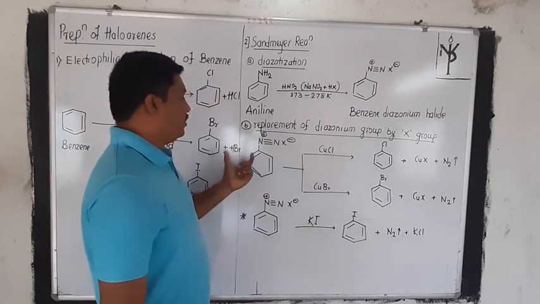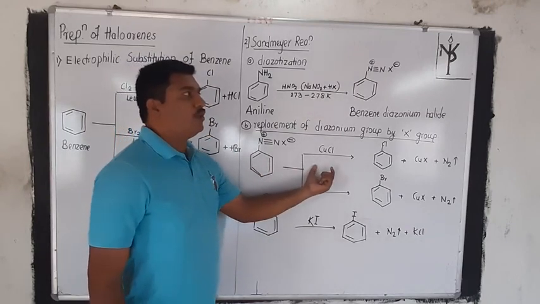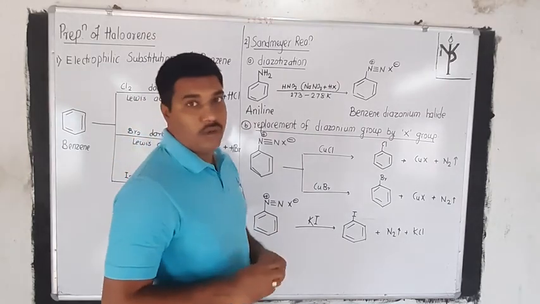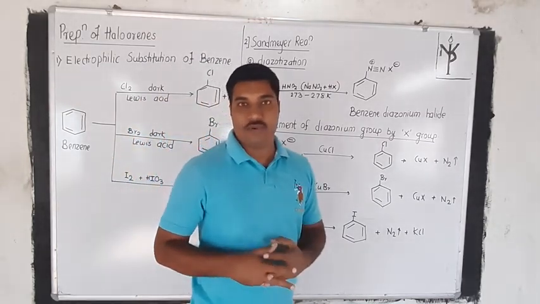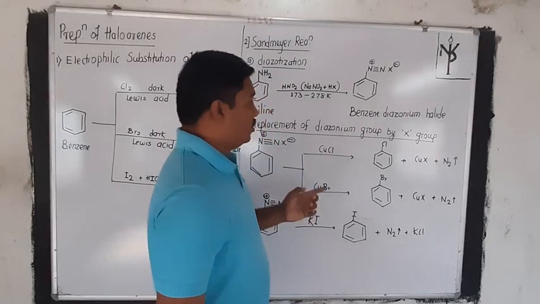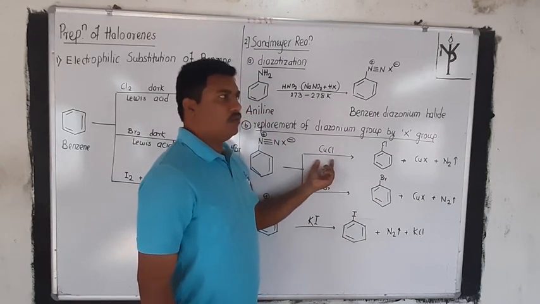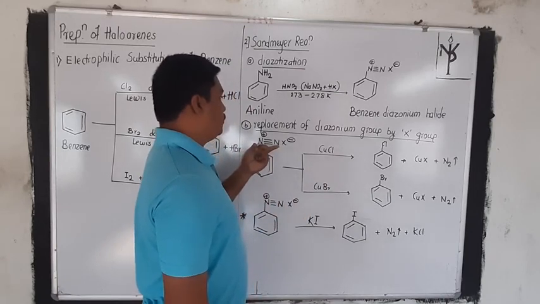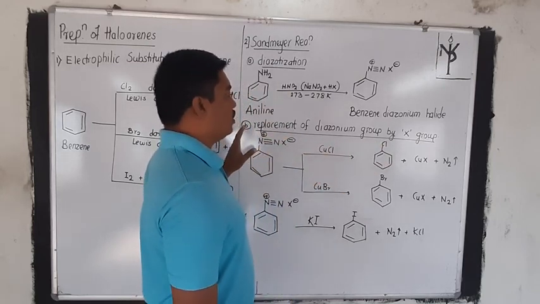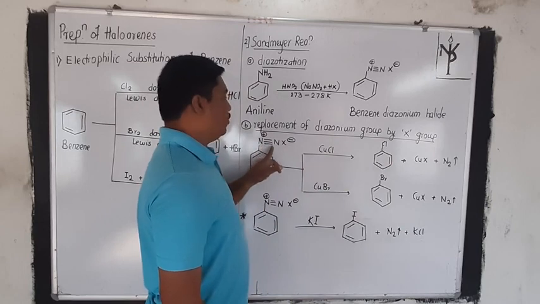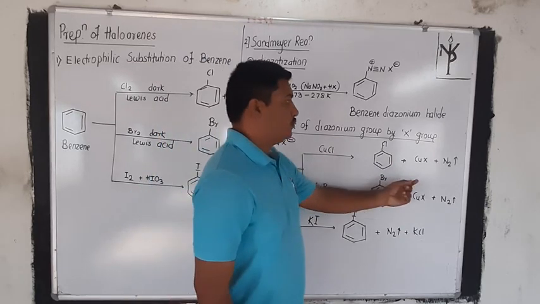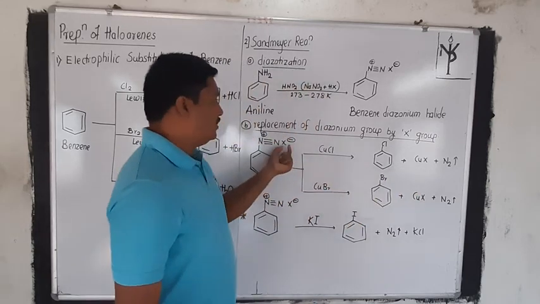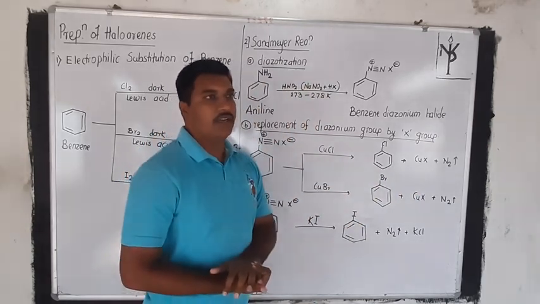In the second step, the diazonium salt reacts with cuprous chloride or cuprous bromide. When copper carries a plus one charge, it is called cuprous. If copper carries a plus two charge, it is called cupric. Here it carries a plus one charge, so it is known as cuprous chloride, cuprous bromide. When the diazonium group is replaced with halogen, it is a simple substitution reaction. N triple bond N and X minus group is given out. We see N triple bond N as N2. Copper carries the halide charge and the chlorine attaches to the benzene ring and produces chlorobenzene.